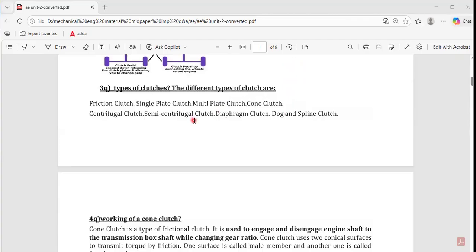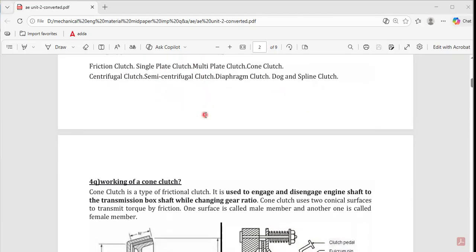If I am not wrong, I am going to take the third question: what are the types of clutches? The different types of clutches. This is just a 2 marks question, not more marks. Friction clutch, single plate clutch, multiple plate clutch, cone clutch, centrifugal, semi-centrifugal, diaphragm, dog and spline. These are the types of clutches which you are going to study further.